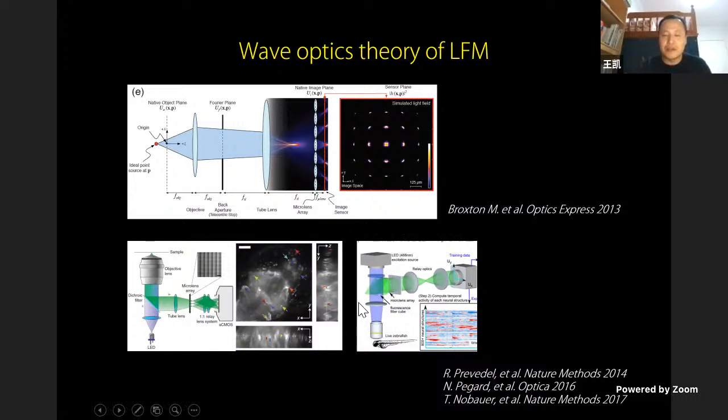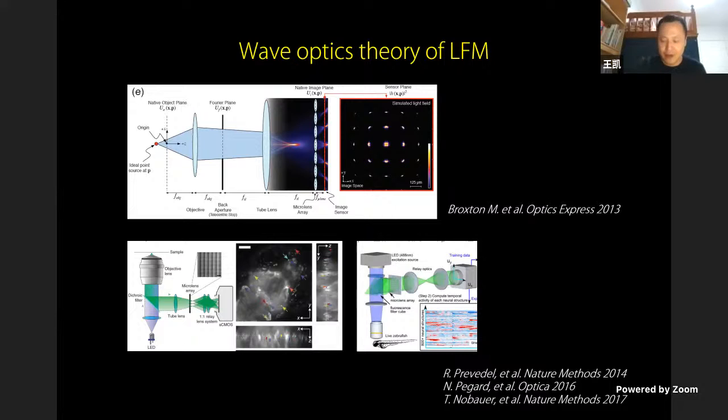But there are several problems. One problem is that the resolution achieved, for example, in previous demonstrations is not optimal. And second, they have reconstruction artifacts near the native focal plane, as shown here in this picture. There's an artifact. So in order to get around this issue, our lab several years ago developed a light field microscope called the extended field light field microscopy.